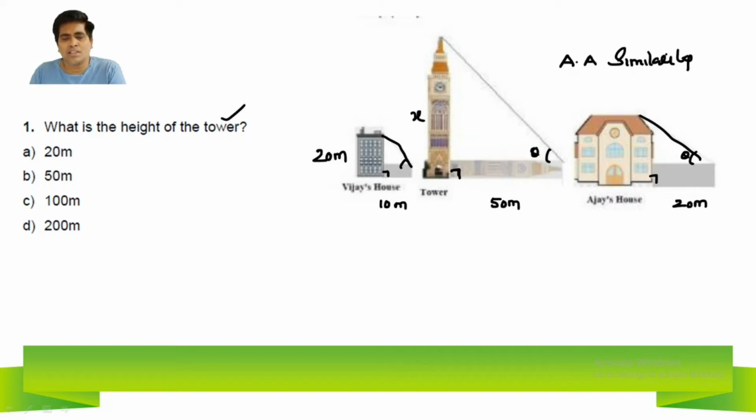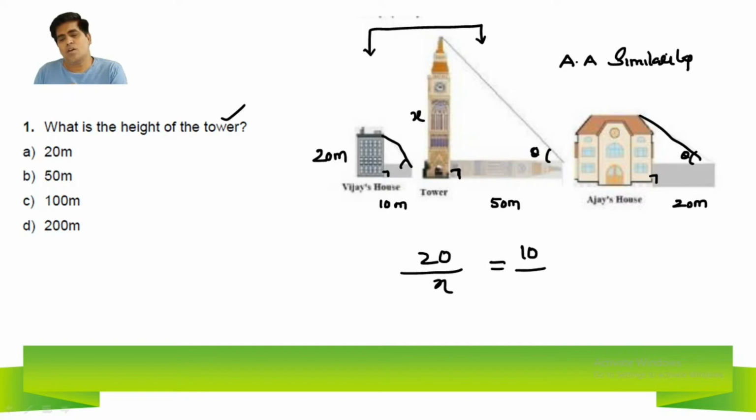Which two triangles are similar? Vijay's house and the tower. So these two triangles are similar. So I will take the corresponding sides now. I will take the heights: height of Vijay's house by height of the tower is equal to, I will take the shadows now, shadow of Vijay's house by shadow of the tower, 50.